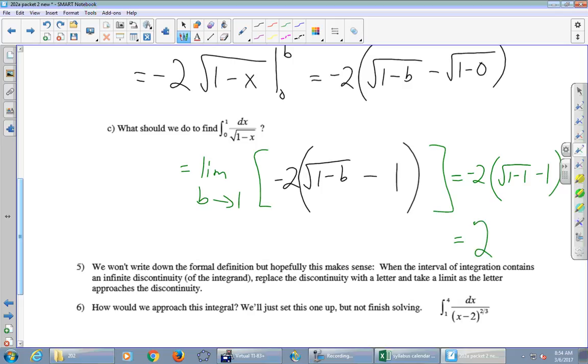So it turns out that area, even as there's this vertical asymptote at x equals 1, that area that we shaded in at the top is exactly equal to 2. Nothing more, nothing less.